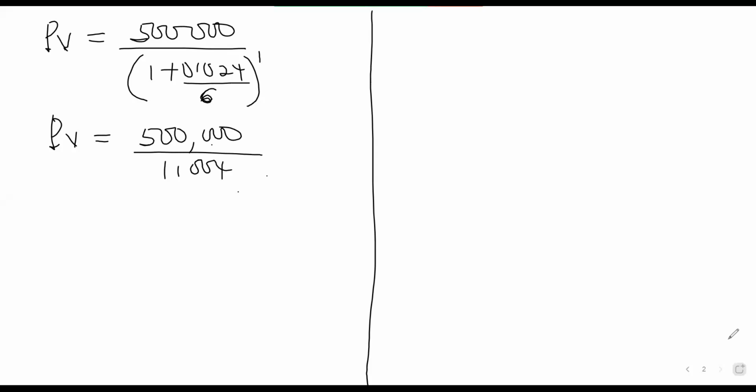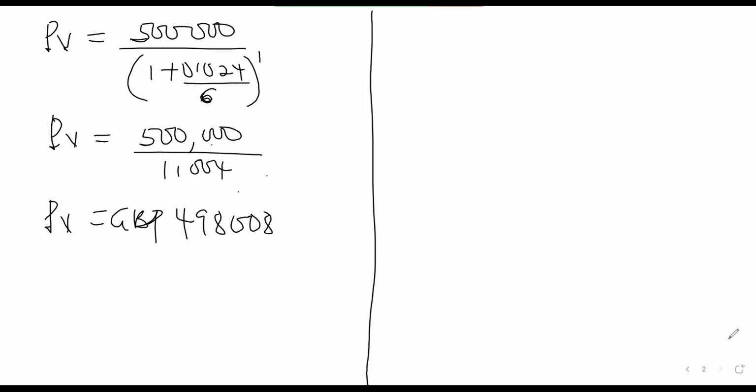Is that done correct? 500,000 divided by 1.004. All right, I'm getting a present value of GBP 498,008. Okay, so this is the amount that we'll be borrowing, and we put it on deposit.